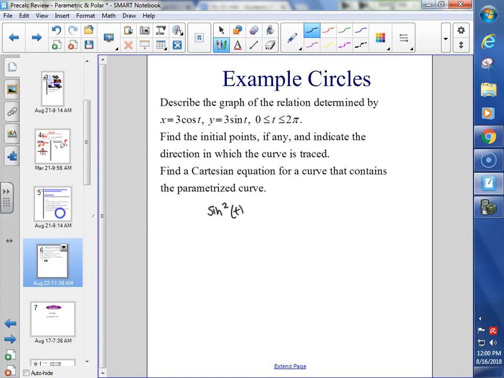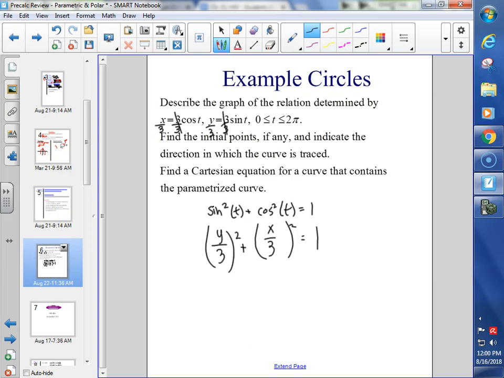Wouldn't it be super cool if I could just get rid of the t by using some nifty trig property? Couldn't I say that cosine is x over 3? And couldn't I say that sine is y over 3? The t's gone! How is it gone? Because I could solve for cosine, solve for sine, and I could relate the two together.